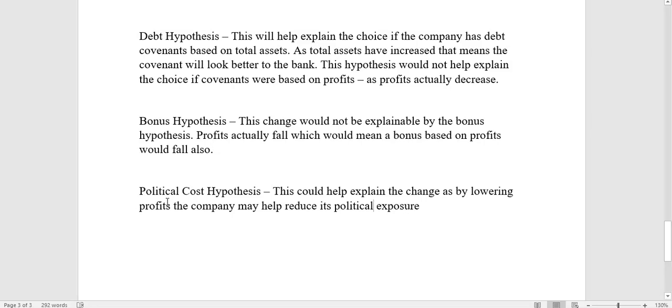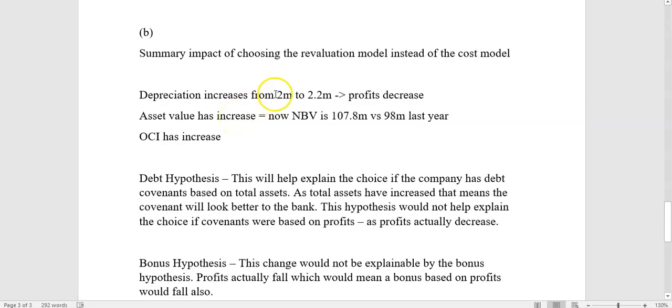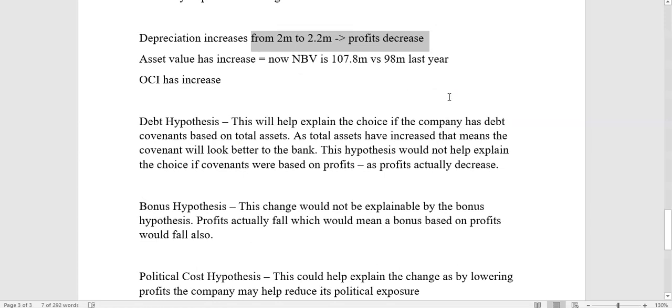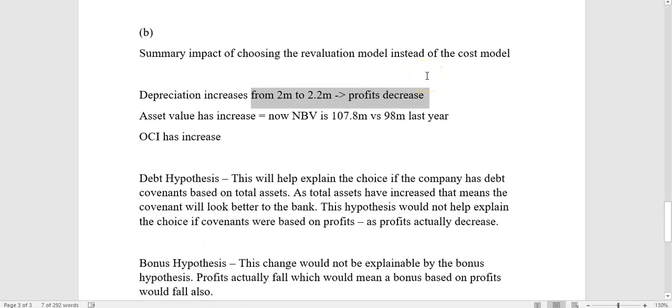So the political cost hypothesis might help explain why they choose the revaluation model to have a bigger depreciation expense to reduce their profits. So again, for each of these, you're only conjecturing how it might help. So you have to explain, well, what does the hypothesis mean? And then explain, well, can I see this helping explain the choice of going from a cost model to a revaluation model? Right, so just make sure you're happy enough with that and go back over the explanation.